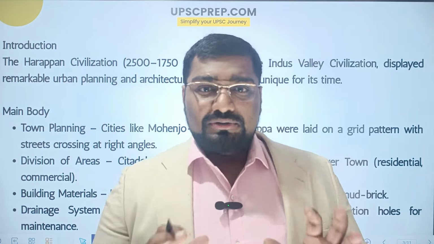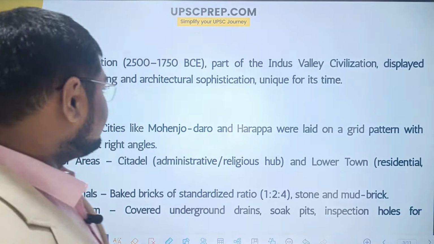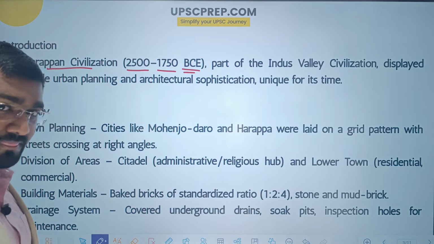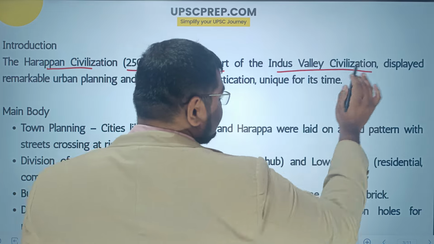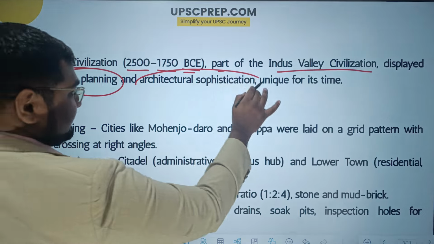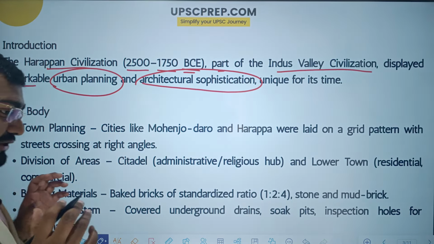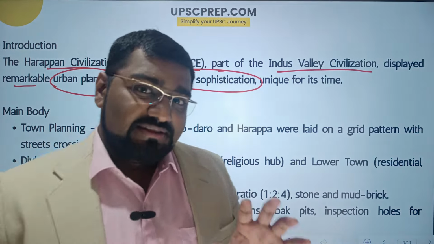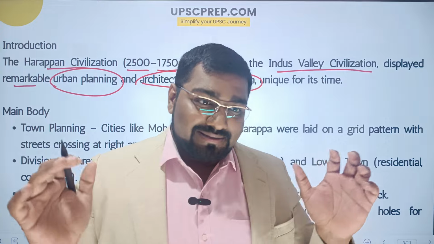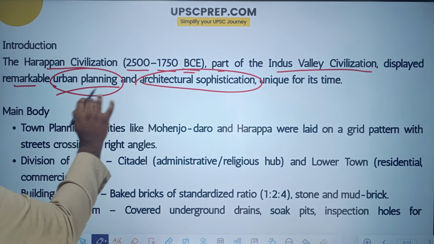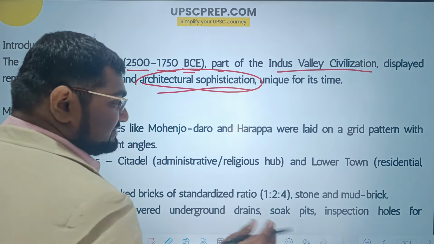So in the introduction, you can give a brief idea about the Harappan civilization, the time period, right? As you can see here, Harappan civilization 2500 to 1750 BCE, the part of Indus Valley civilization that displayed remarkable urban planning and architectural sophistication. Now see, use such kind of words and phrases in the introduction from which the examiner will get a clear idea of what you are going to write in the body, right? That is the reason we are talking about urban planning and architectural sophistication in the intro itself.